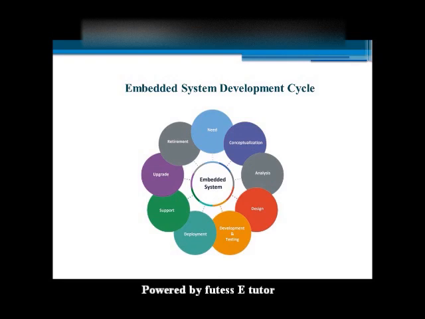This is the figure of the development cycle of an embedded system. The steps in the development process are: determine the requirements, design the system architecture, select the operating system, choose the processor and associated peripherals, choose the development platform, code the application and optimize the code, verify the software on the host system, and verify the software on the target system.